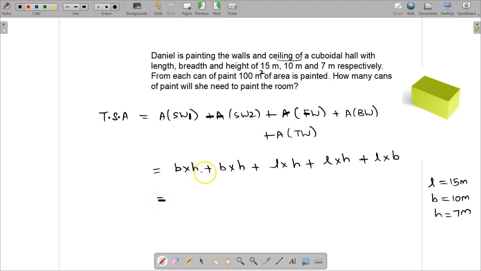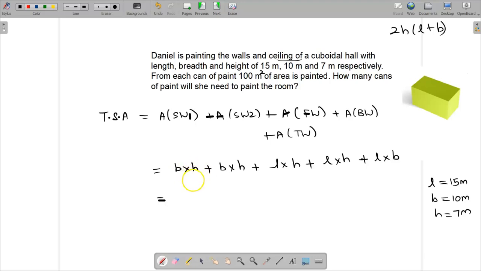Either you can substitute all the values here directly, or you can simplify this also. In the previous problem, question number 4, we have simplified this 4 walls formula as 2 into h into L plus B. Instead of writing these 4 formulas, we have simplified that as 2h into L plus B. Directly you can use that formula, or you can directly substitute here. In the previous problem I used this formula, now I am going to substitute directly. If you want, you can refer to the previous problem.